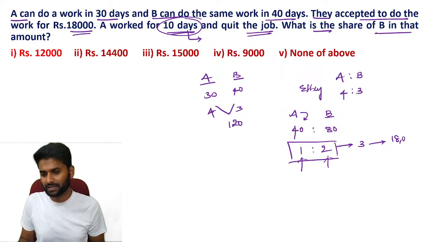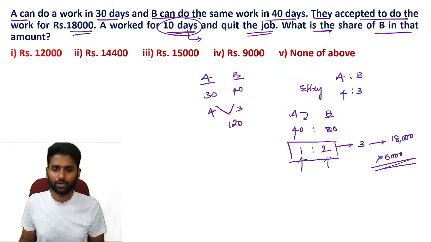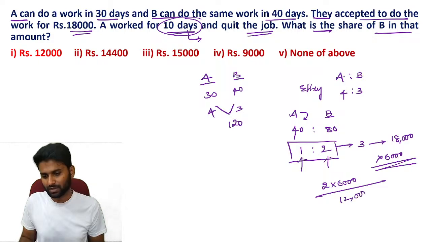If 3 becomes 18,000, each value is multiplied by 6,000. Now the question: what is the share of B? 2 units. 2 into 6,000 is exactly equal to 12,000.